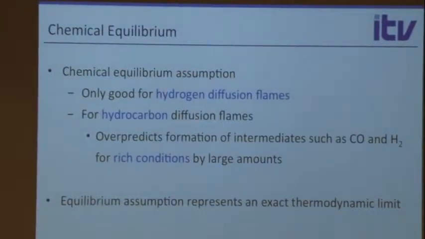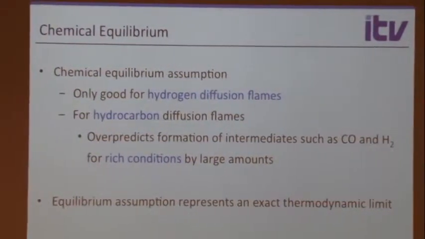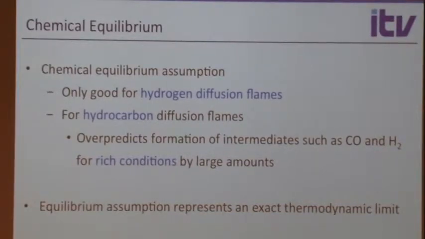When temperatures are high, for hydrogen diffusion flames, not so bad. Turns out for hydrocarbon flames, it's a really bad assumption. For lean combustion, it's not so bad, but for rich conditions, it's really bad. Because in rich conditions, you form a lot of intermediates, such as CO and H2, that are kind of stable, but they're not in equilibrium. Equilibrium would tell you something totally different. So still, although it's not good as a model for determining concentrations per se, it is an exact thermodynamic limit.